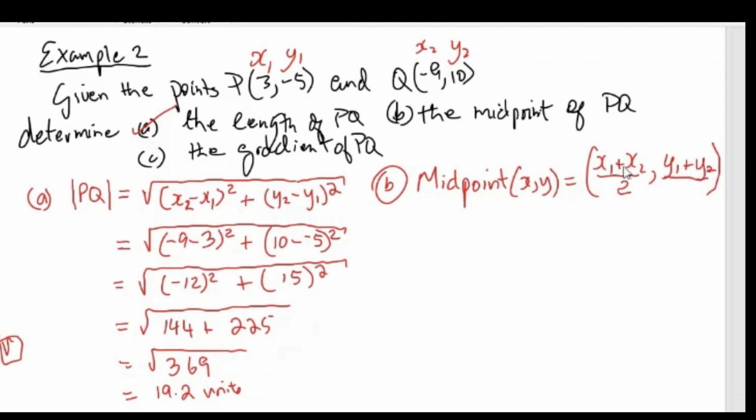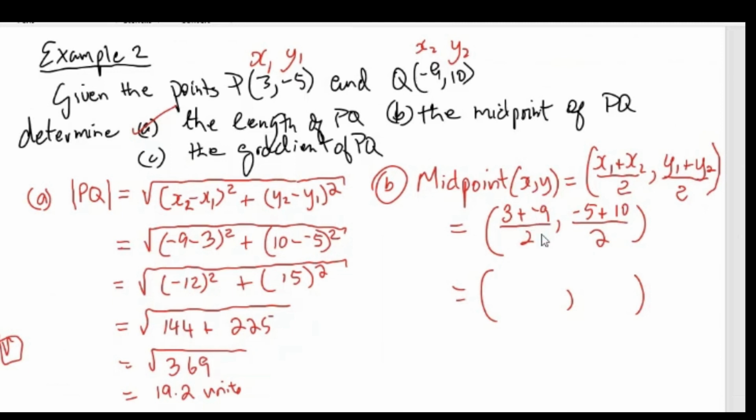But in terms of the numerator, it doesn't matter the order in which you add the coordinates, because addition is commutative, meaning the order doesn't matter. And so what you're going to do now is enter your values, in other words, substitute. So X1 plus X2, what's X1? You're going to add the X coordinates, 3 to -9. And the Y coordinates, you're going to add -5 to 10. And then you're going to simplify those expressions.